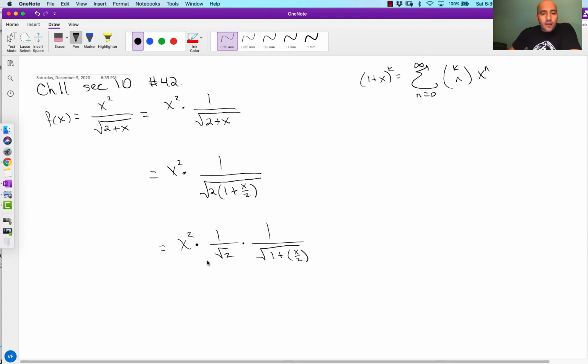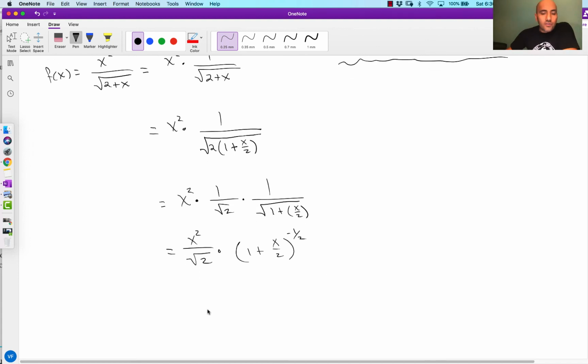Good. And so now this, I can keep that together on the side, x squared and then root 2 times, and then this, I can rewrite as 1 plus x over 2 raised to the power of negative 1/2. Okay, so now we've hit pay dirt, right? Now it looks like something like that. So now I can make that proper exchange.